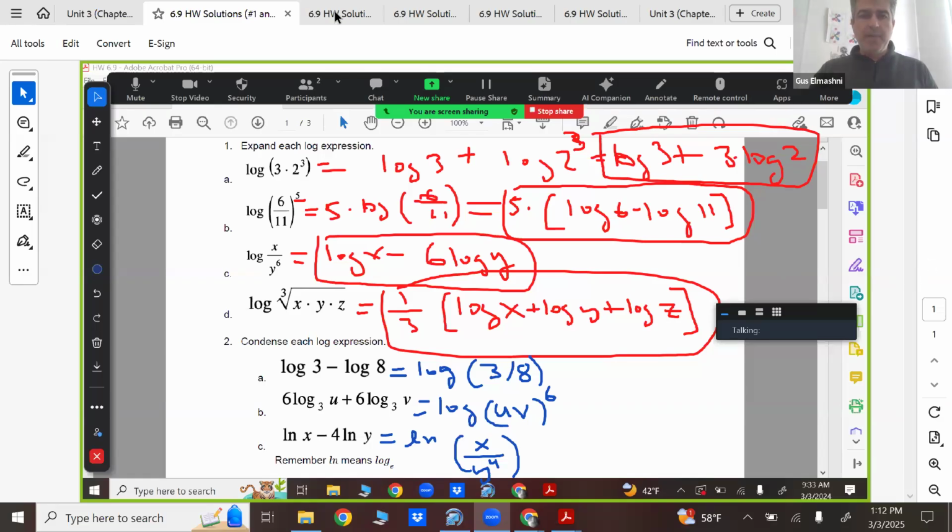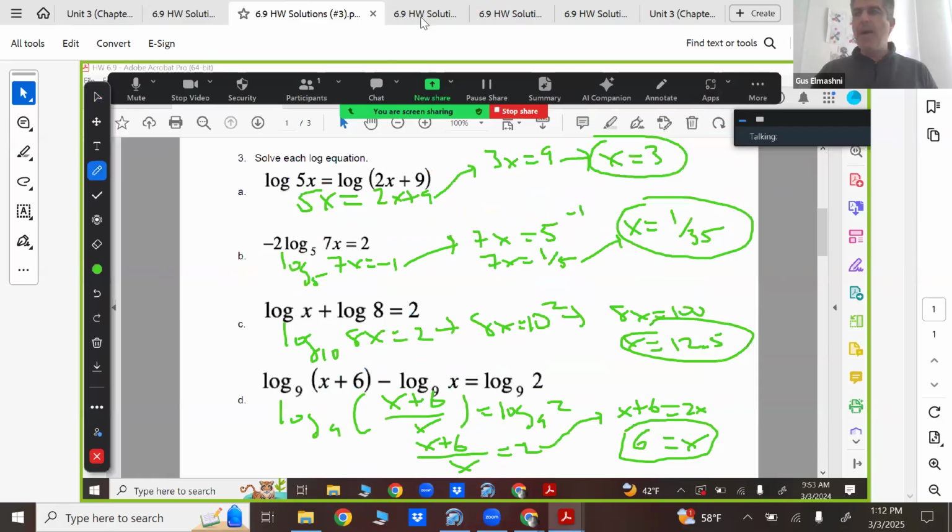The next step, okay, some people ask about the equations. Remember, if you have exactly one log on each side, drop the logs, set the expressions equal to each other. That should be x equals 3. If you have one log, then you have to undo it. So you have to divide by -2 and then raise it, do 5 to the -1 power, it becomes 1/5, and divide by 7, you get 1/35.